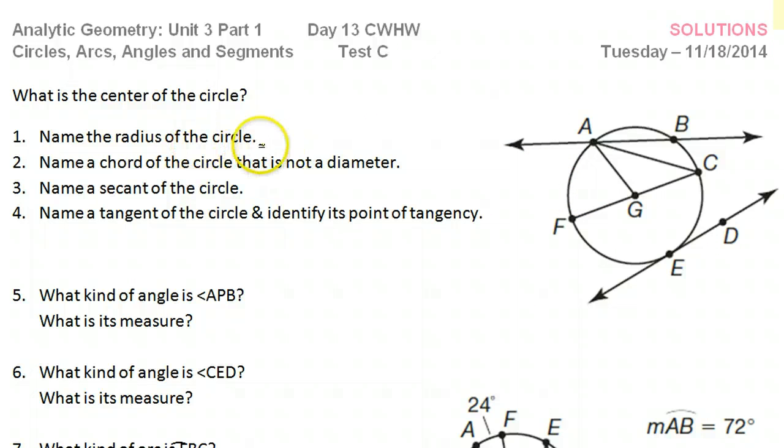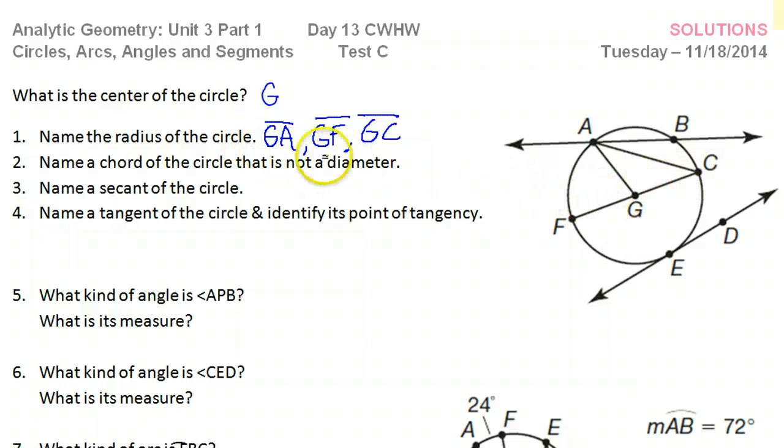But first let's delve into some basic circle vocabulary. What is the center of the circle? Well, that's point G. Name the radius of the circle. Well, it should say a radius because there are several radii. For example, GA would be a radius. Okay, and we should put the segment symbol over it because it's a segment. But we could have said segment GF or GC. Alright, these are all radii from the center to the edge.